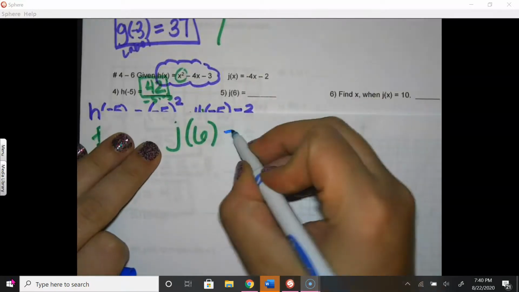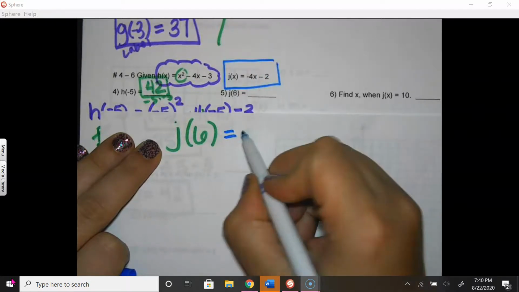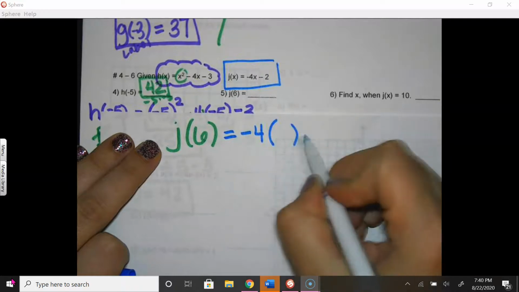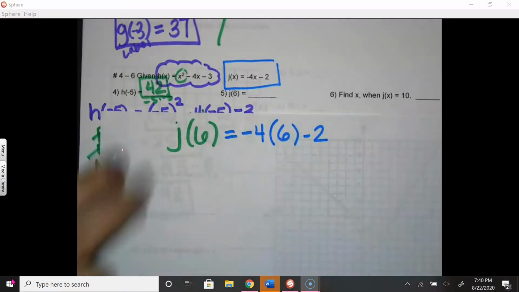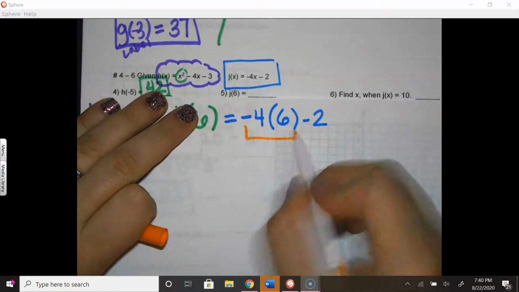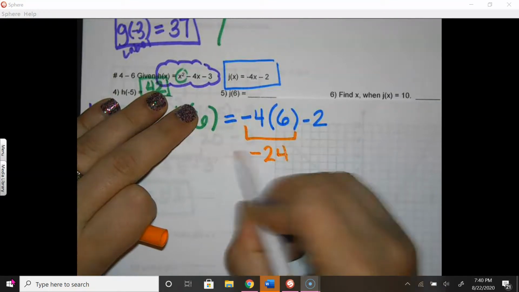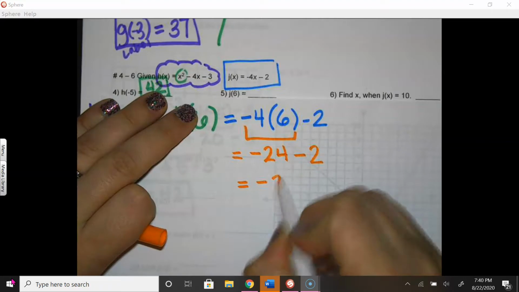Okay, next one says find j of 6. So now we're going to use function j, which is -4x minus 2. So we're going to replace the x with a 6. And then order of operations, we're going to do multiplication here first. And then -24 minus 2 is -26.